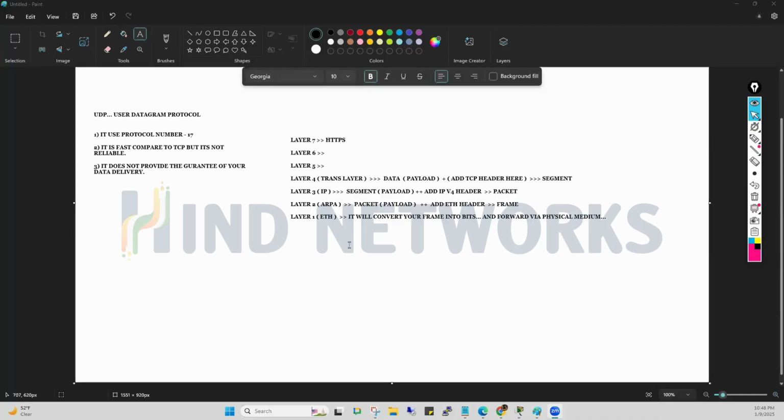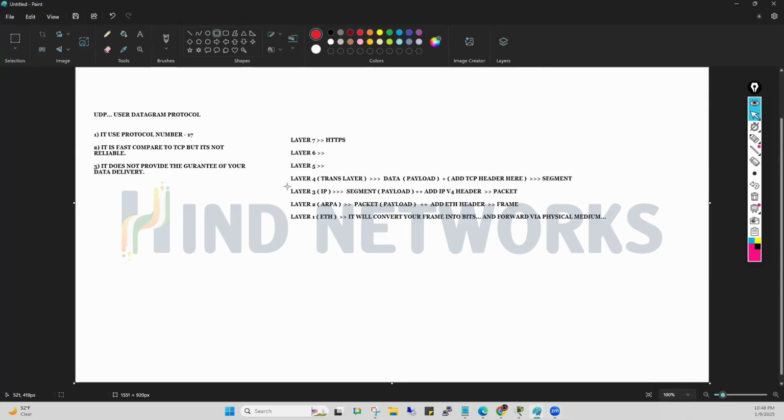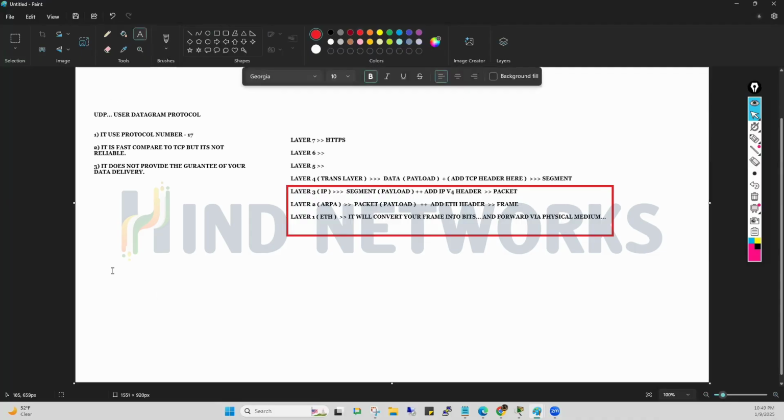Done now? So in yesterday's class, if you remember, I already explained all the headers, what the contents inside the header at layer number 3 and layer number 2 are. Agree everyone? These things we already discussed. Okay, now I am going to tell you about layer number 4, I mean the TCP header. What are the contents of the TCP header?